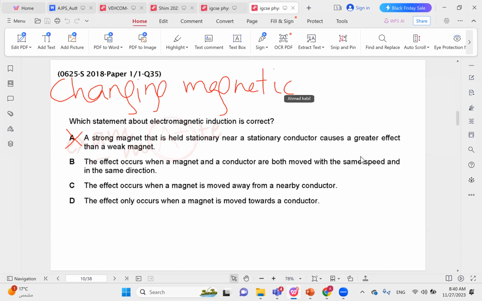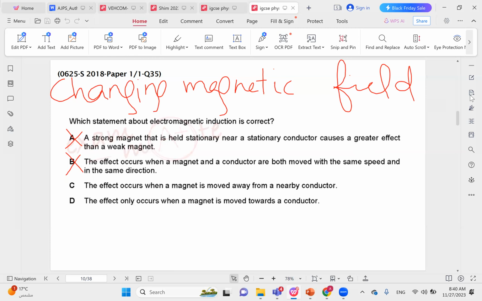So what does that mean? There has to be some sort of change occurring. Either I move the magnet, or I move the wire, or I move them both in opposite directions, or I move them both with different speeds. But if they're both standing still, then there is no change occurring. If they're both moving in the same direction, at the same speed, again, there is no change occurring. So this actually helps us with choice B. Choice B is incorrect because, again, they're moved with the same speed and in the same direction.